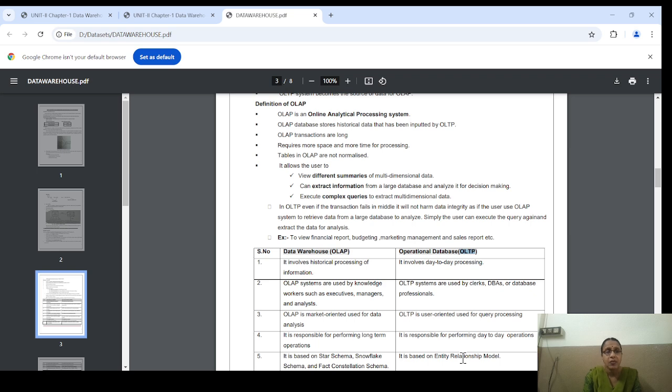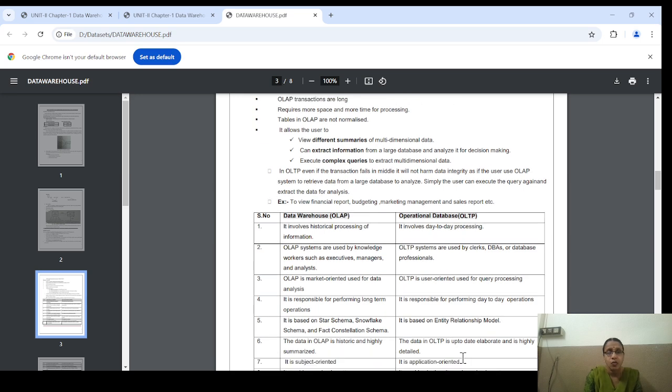In OLAP, even if a transaction fails in the middle, it will not harm the data integrity. If the user uses an OLAP system to analyze a large database, the user can simply execute the query again and extract the data for analysis. The best examples for OLAP are financial reports, budgeting, marketing management, and sales reports.